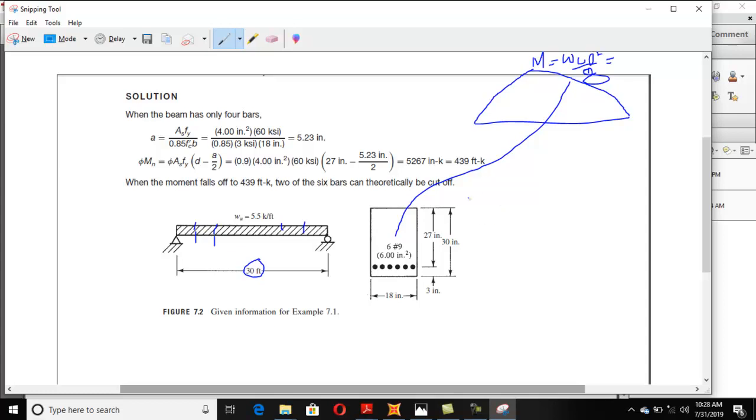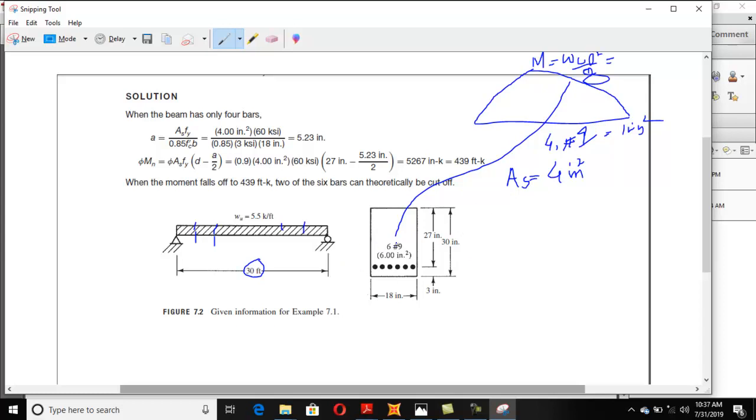So basically you know that when two bars are cut up, your AST will be reduced. Clear? Okay, if 6 number 9 bars give you 6 square inches, then when you reduce the number of bars from 6 to 4, your AST will become 4 square inches, because the number 9 bar cross section area is equal to 1 square inch. Clear? So basically these 6 number 9 bars are good.